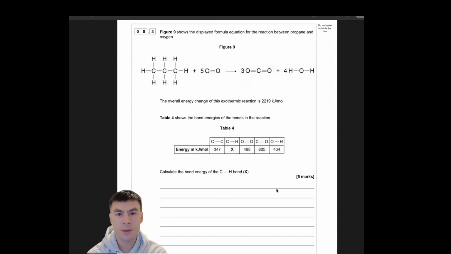8.3. Figure 9 shows the displayed formula of the reaction between propane and oxygen. Okay, gives me CO2 and water. The overall energy change of this exothermic reaction is 2,219 kilojoules. Calculate the bond energy of the C-H bond. Breaking minus making.